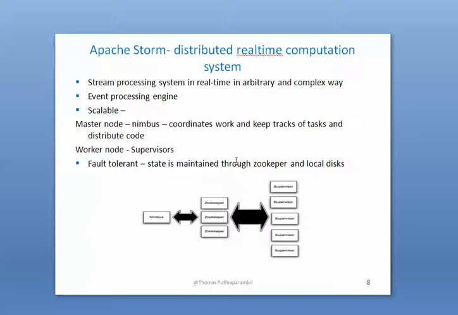So there is only one master node. It's called Nimbus. As we have seen in Hadoop 1, the master node is a single point of failure, so that has to be installed in HA mode. All the actual work is done by the supervisors, which are the worker nodes, and so they are highly fault tolerant, and the data is replicated and the state is maintained through Zookeeper.